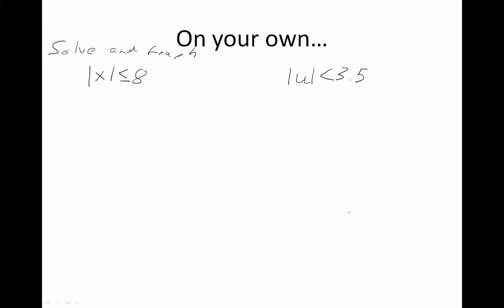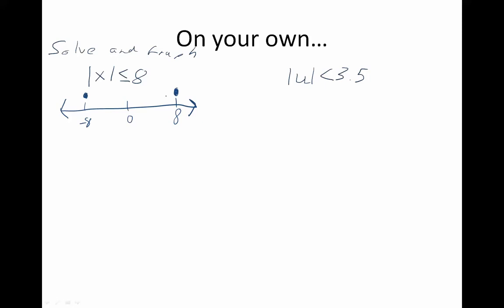Okay, so let's go ahead and solve and graph these two inequalities. I'm going to start by graphing these ones. So this is the absolute value of x is less than or equal to 8. So I know that I've got two numbers, -8 and 8. I'm going to have closed circles on both of these.